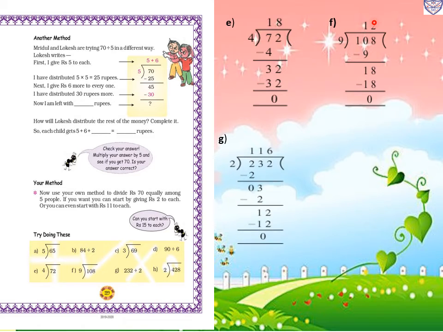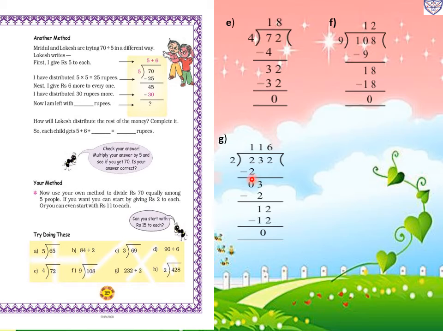Now next, 232 divided by 2. So we will take one digit, first 2. In 2 table when 2 will come, 2 ones are 2. So 2 minus 2 we will get 0. Now we will carry down 3. In 2 table 3 will not come. So we will write 2 ones are 2. So 3 minus 2 equal to 1. And 2 we will carry down. So it will become 12. So 2 sixes are 12. So 12 minus 12, 0. So our answer is 116.